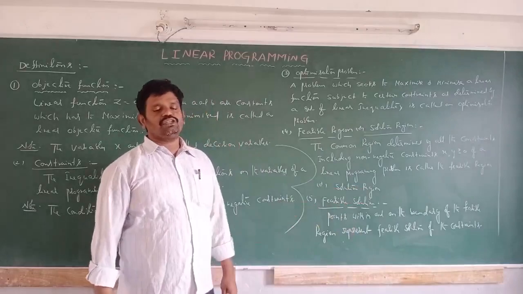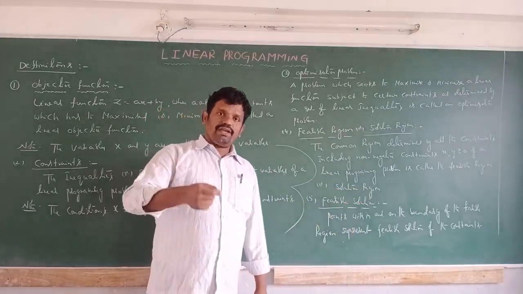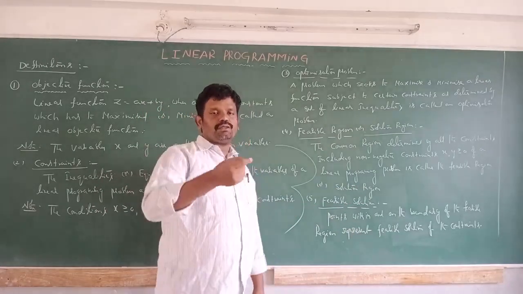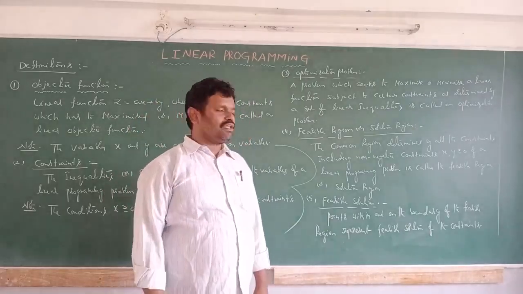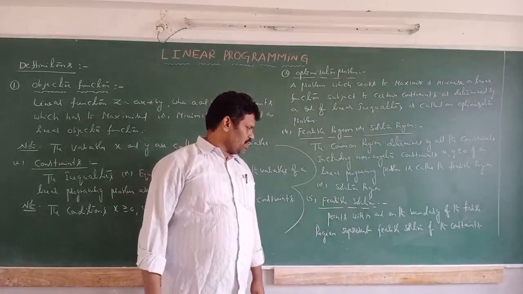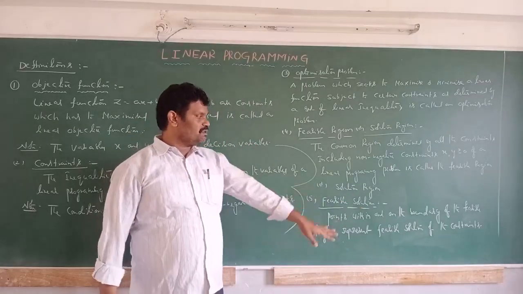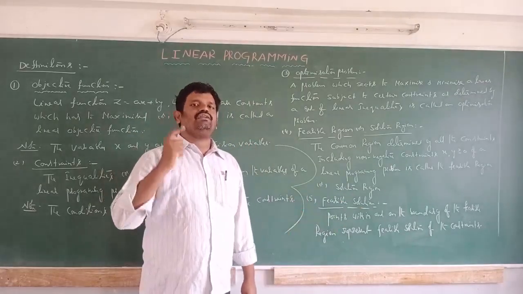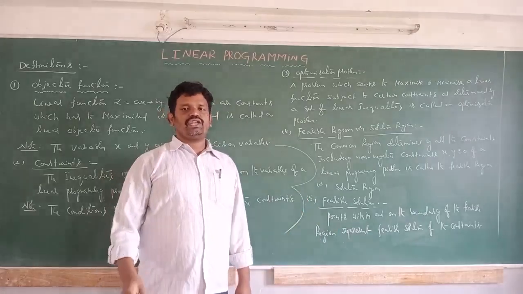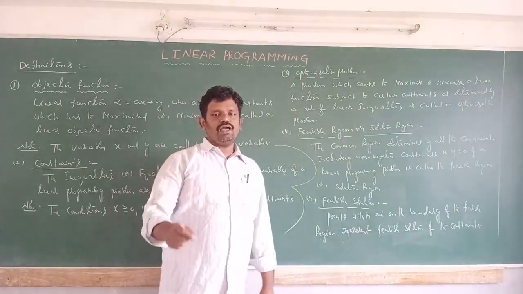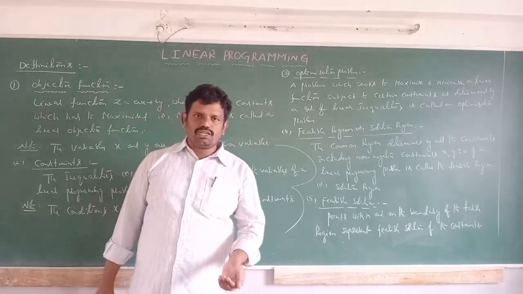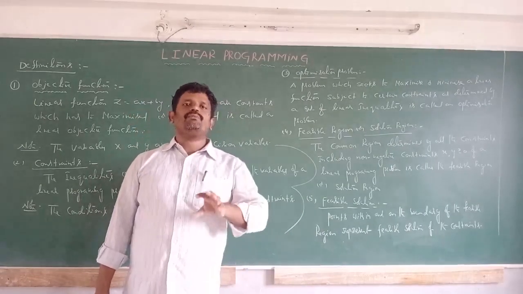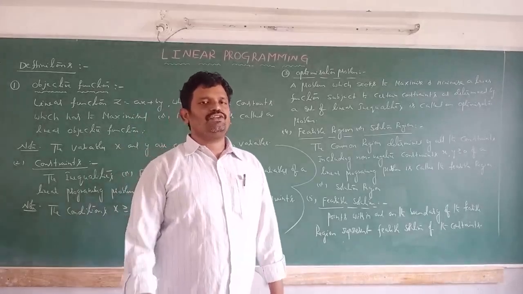Now feasible solution. Feasible solution means what? Points within and on the boundary of the feasible region represent feasible solutions of the constraints. Okay? So next, another few definitions: infeasible region, infeasible solution, and optimal values. Now we discuss those definitions.